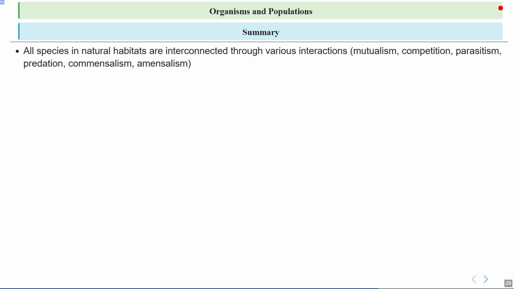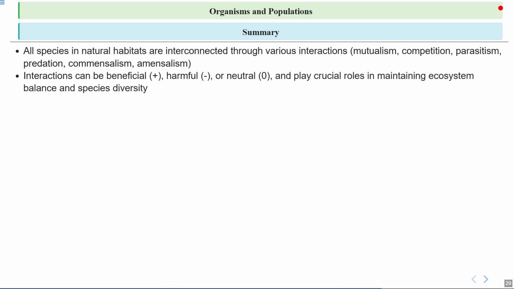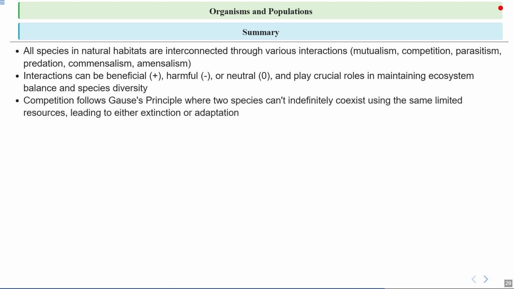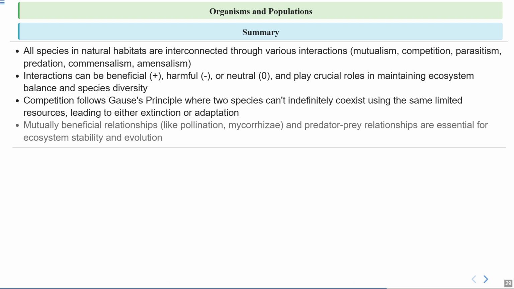Now let's summarize this entire session. We know all species in the natural habitat are interconnected through various interactions, and in a habitat you require at least two species. A single species cannot exist. We also talked about the types of interaction, which are mutualism, competition, parasitism, predation, commensalism, and amensalism. Interactions can be beneficial, harmful, or neutral, and they play a crucial role in maintaining ecosystem balance and species diversity. We also talked about the Gause competitive exclusion principle, which says that two species cannot indefinitely coexist using the same limited resources, leading to either extinction or adaptation.